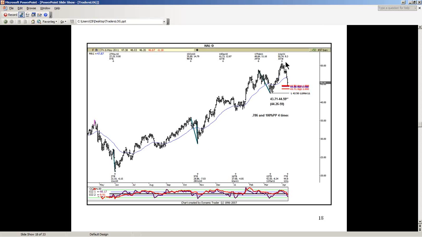I projected those from the April 1st high, and then also ran a retracement low to high. As long as we held above the 42.50 swing low, then that bullish trend was going to remain intact, and the support came in above it at 43.71 to 44.59. There was a 786 retracement that overlapped a 100% projection. Actually, I believe it's 3 times. 3 of those, not 4.